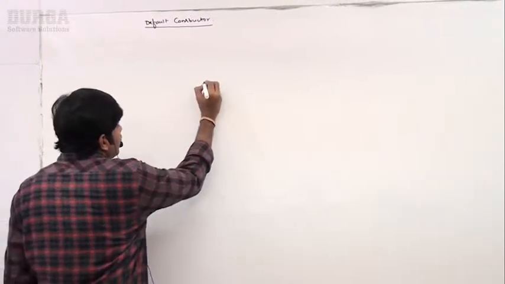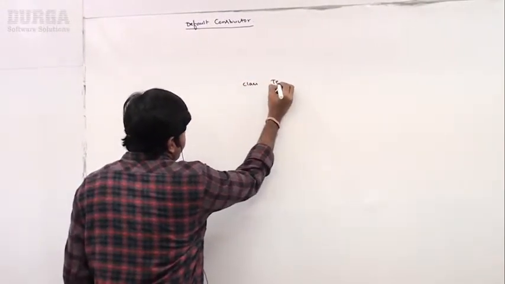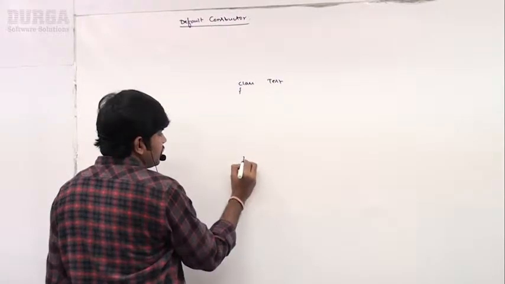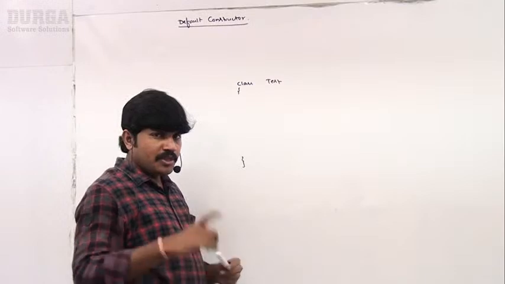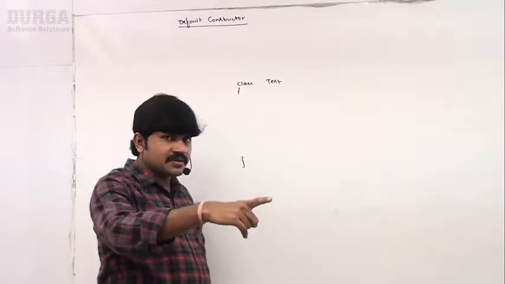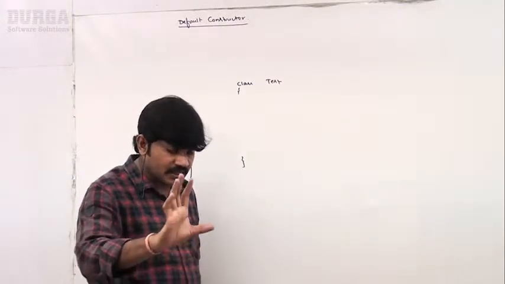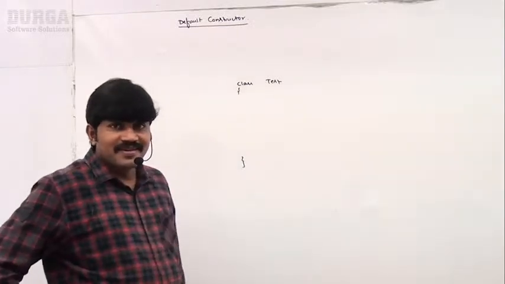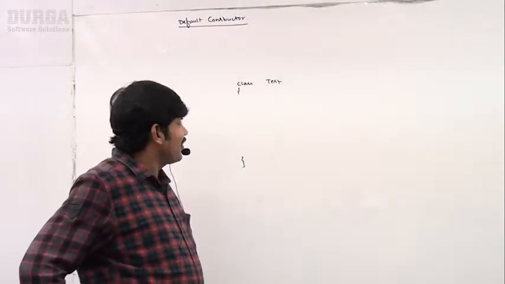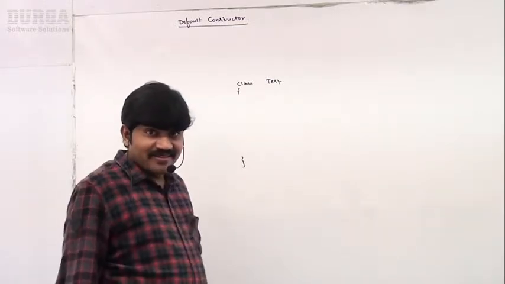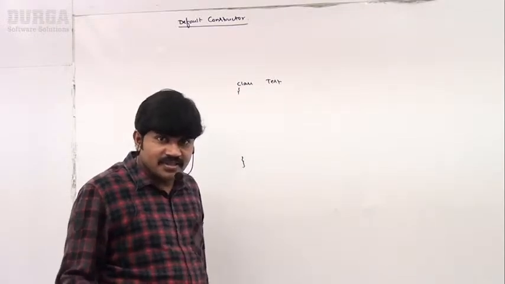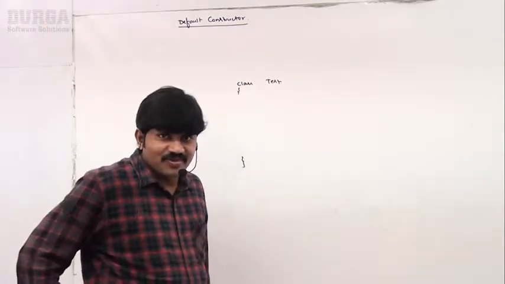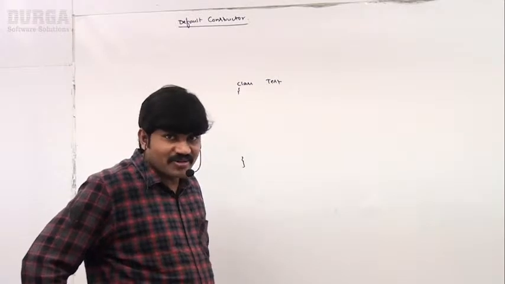Listen. I'm writing class Test. Observe very carefully. Class Test, that's all. This is my code. Can you please tell if this class contains a constructor or not? Are you seeing a constructor, yes or no? What answer can you tell?